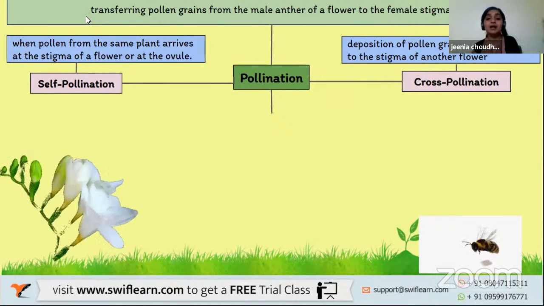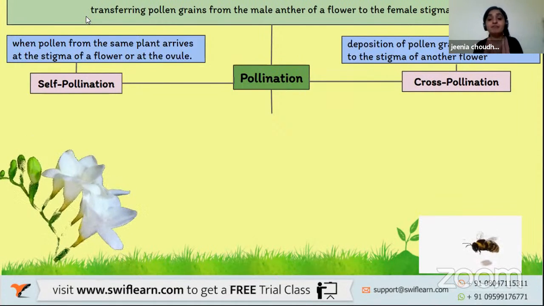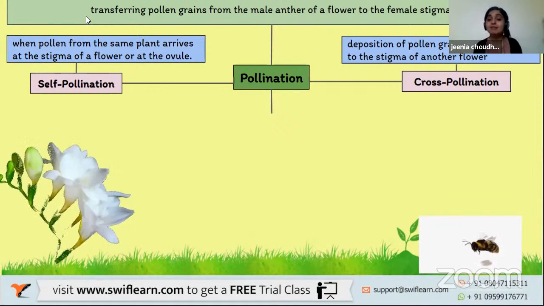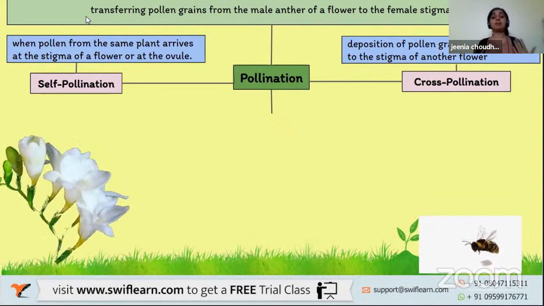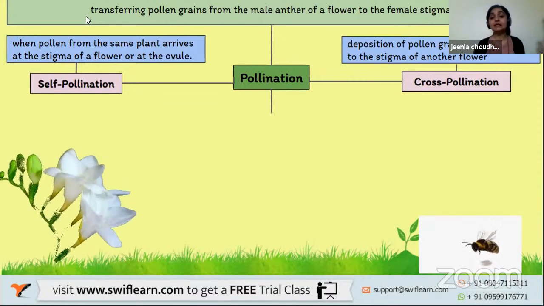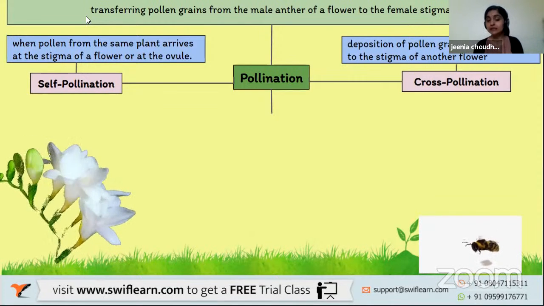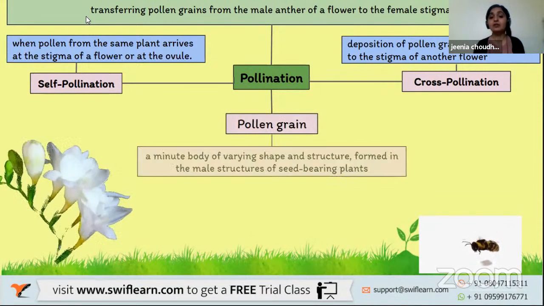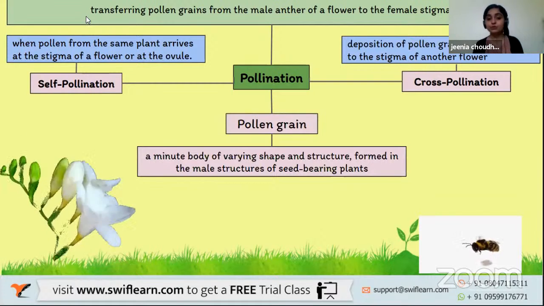On the other hand, in cross-pollination we are transferring pollen grains from one plant to another plant. It can be nearby, it can be far. It depends upon how the pollen grains have been carried around the area. Okay, now there are multiple ways in which pollen grains are transferred. That is also something we are going to revise.